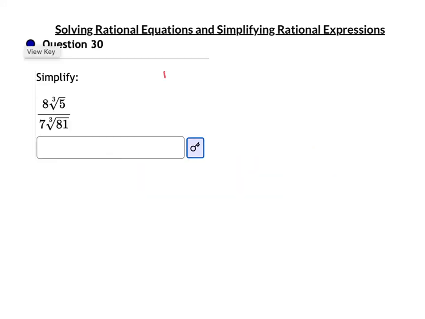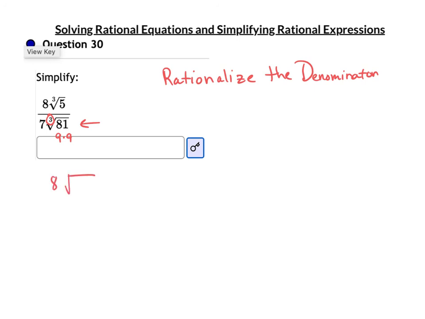In question 30, we are going to rationalize the denominator, meaning we're not going to allow any square roots in that denominator. Now, 81 happens to be 9 times 9, and we have a cube root. We only need one more 9 to make a perfect cube. What we'll do then is take this 8 times the cube root of 5 over 7 times the cube root of 81, and we'll multiply by something that makes that a perfect cube so that we can eliminate that root. We need one more 9. We've got 2 of them here. We need one more. So we'll multiply by the cube root of 9.